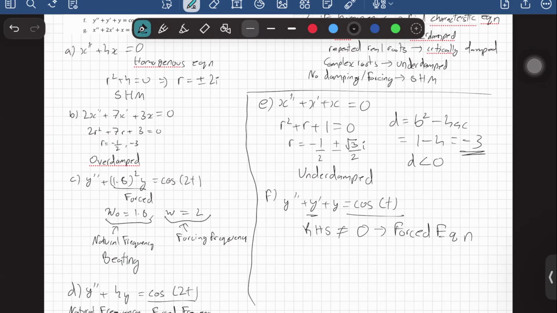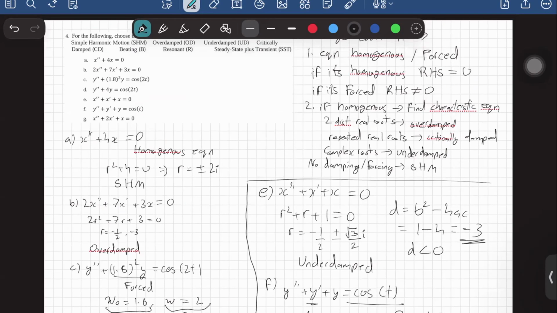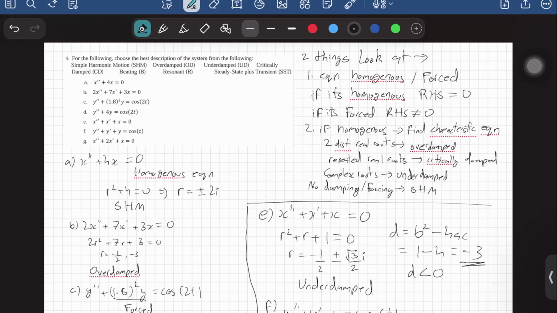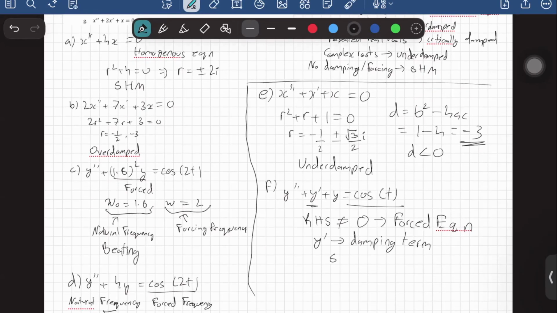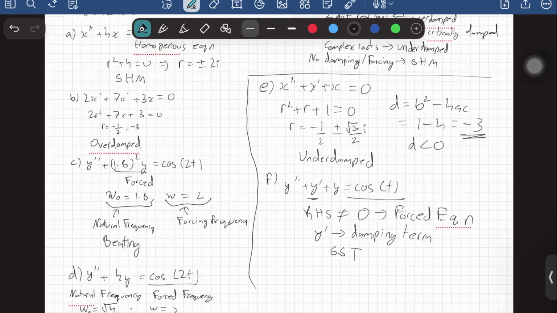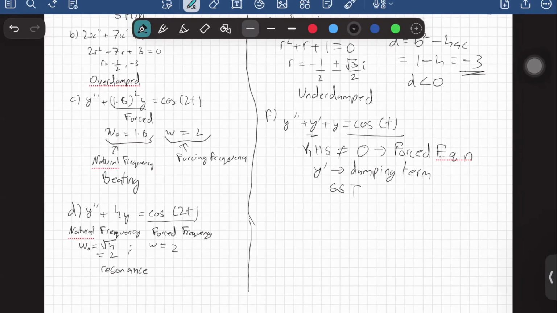So whenever you come across this kind of equation where it is a forced equation and you have a damping term as well, this is the damping term. This is what we would classify as steady state plus transient. So this is SST. Okay, I think we're left with the last one.